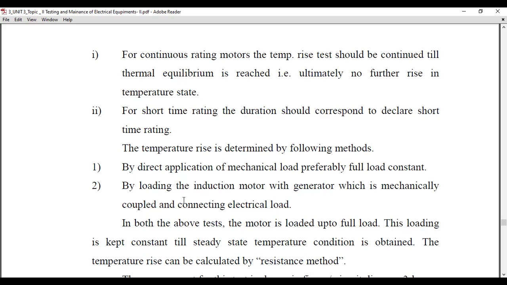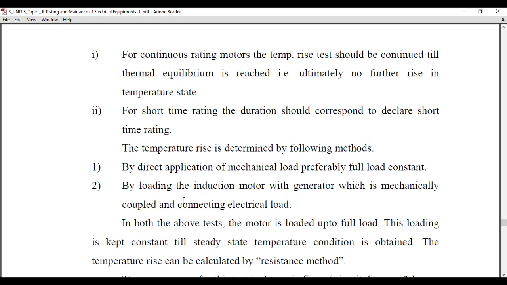Obviously, if a particular element has reached its thermal equilibrium, after that we cannot take any further rise on that element. For short time rating motors, the duration should correspond to the declared short time rating. The temperature rise is determined by the following methods: basically by direct application of mechanical load, preferably load constant.